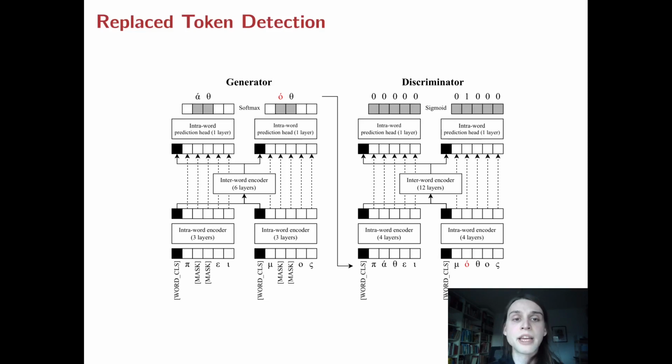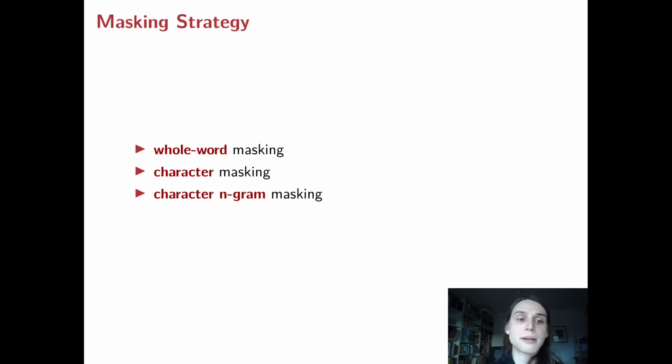It has been shown that this pre-training objective is more effective than traditional masked language modeling. For downstream tasks, we disregard the generator and utilize only the discriminator. We experiment with the following masking strategies for the generator: whole word masking, character masking, and character engram masking. In whole word masking, we randomly select 15% of the words and mask all the characters in them. In character masking, we randomly select 15% of the characters and mask them. And finally, in character engram masking, we mask random spans of 1 to 4 characters until 15% of the characters are masked.